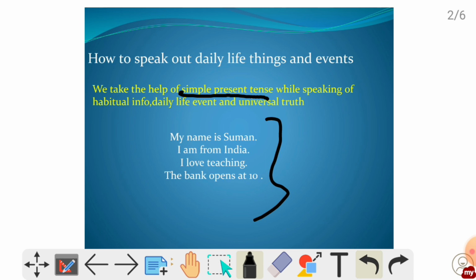If you say where you belong to, definitely simple present tense. I'm from India. If you say what you like, yeah, I love teaching, definitely habitual thing, daily thing. So simple present tense. Bank opens at 10, a routine thing, definitely simple present tense. So these are the examples. Now how can you use the simple present tense? How to form it? Let's see.